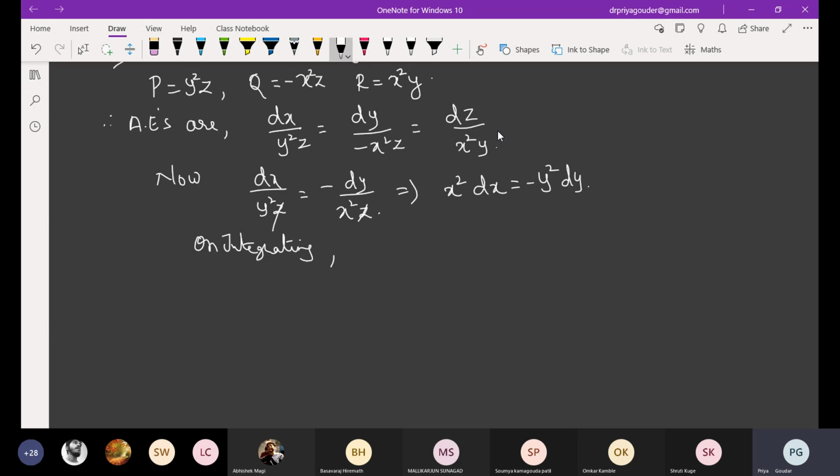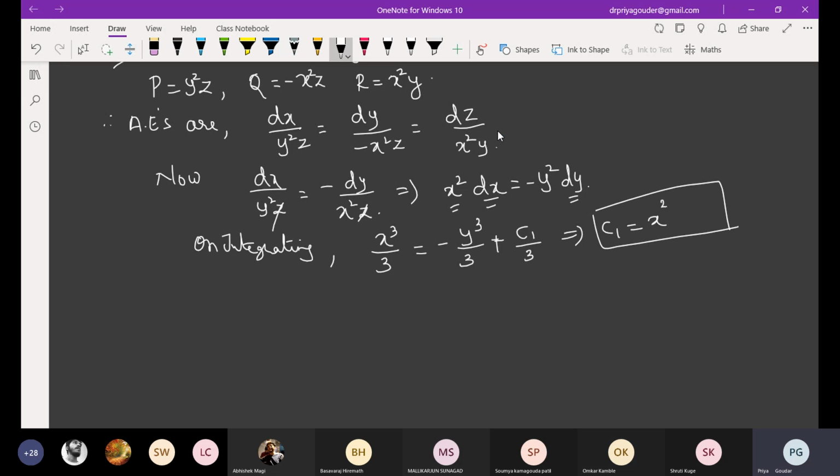Can we integrate it? What is the integration of x square? X cube by 3. See, with dx you should have only the x term attached, with dy you should attach only the y term. There should not be any other. Equal to minus y square, which is y cube by 3. Can you tell me what the constant is? C1 by 3. So tell me what is C1 from here. X cube plus y cube. Very good, it is x cube plus y cube.